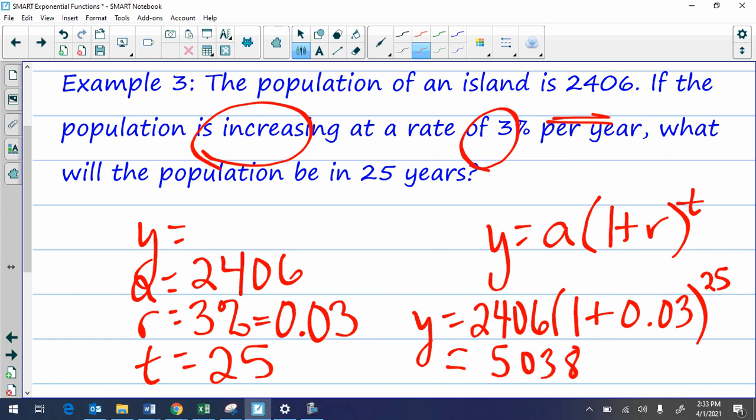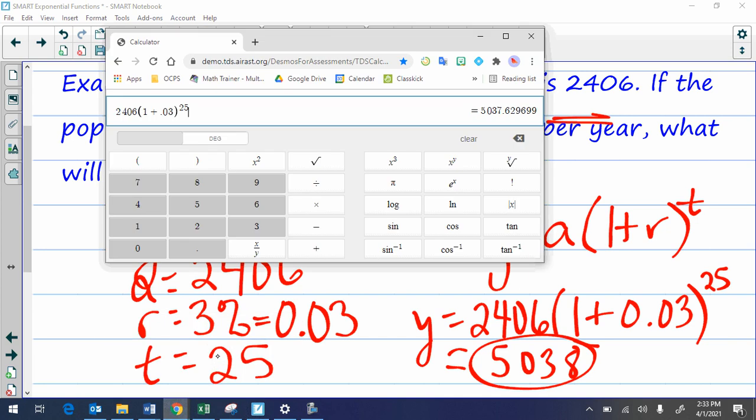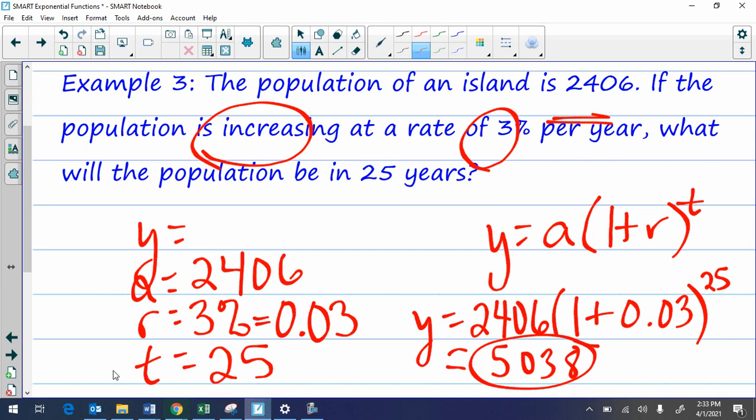Is that right? Did I mess that up? Yeah, 5,037.6. The 6 tells you to round up to a 7, to an 8. There we go. And that's it.